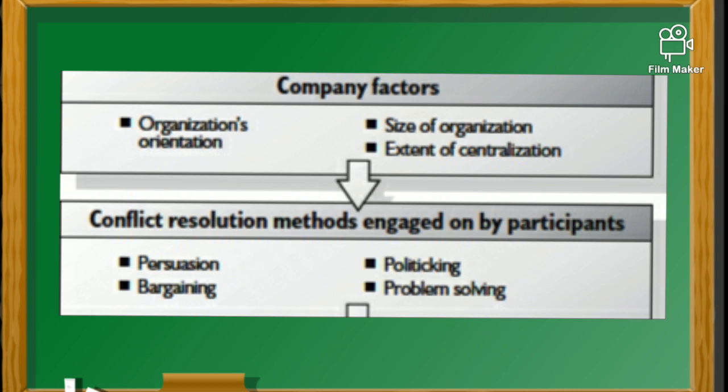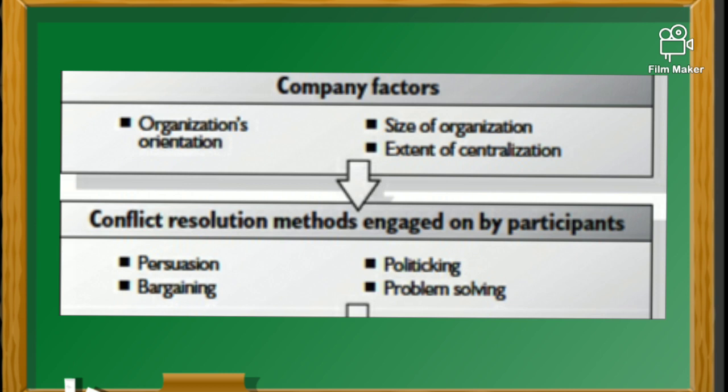The next factor is the company factors. Under company factors, it says about your organization orientation, like your organization's vision and mission, your size of organization, whether you are running a small size business, a medium size business or a large scale business, and how far your centralization is extended. Are you having different branches or so many things, and all these factors influence your buying decision process.